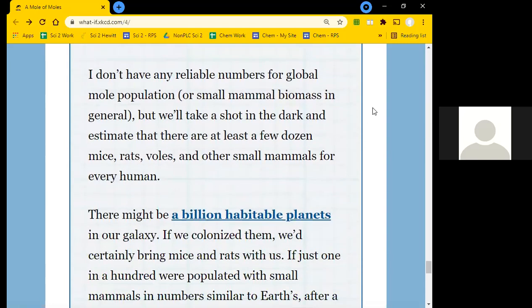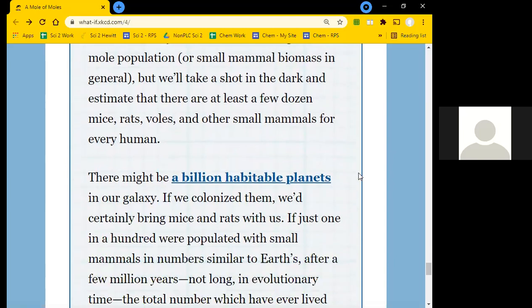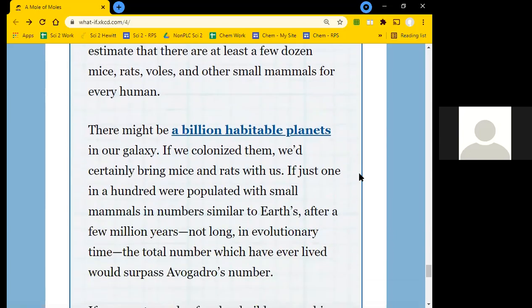I don't have any reliable numbers for global mole population, but we'll take a shot in the dark and estimate that there are at least a few dozen mice, rats, voles, and other mammals for every human. Okay? So there might be a billion habitable planets in our galaxy. If we colonized all those planets, we'd certainly bring mice and rats with us. We did it when we went to Australia. Surely we'll do it. It's part of the food web.